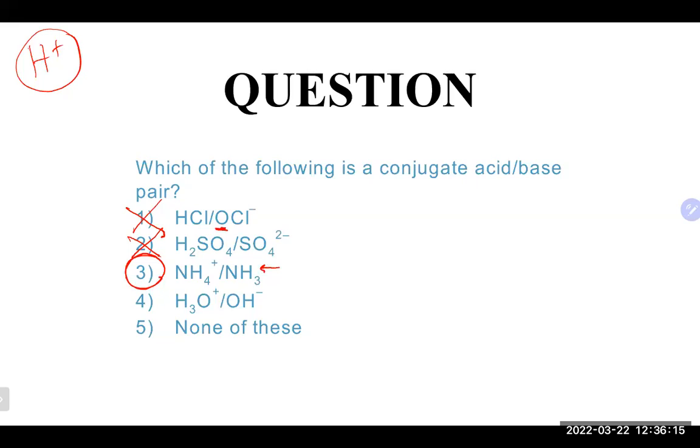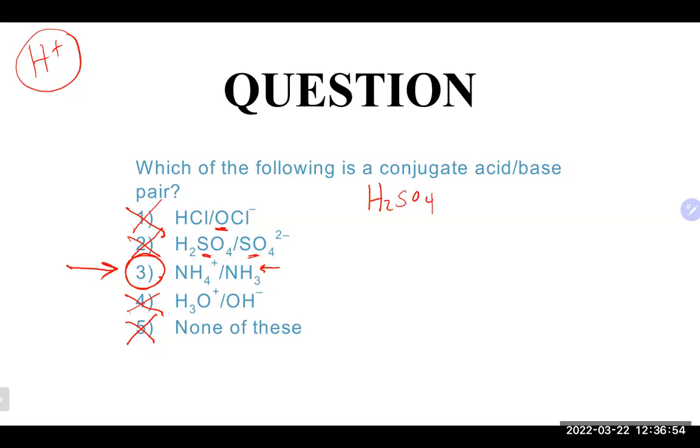H3O+ and OH-, again, are too far away from each other. They are a couple of H+ away, and clearly it cannot be that one. So it looks like the only pair here is our NH4+ and NH3. Any questions on that one? Now, something you might be wondering is why these are not pairs, other than the fact that there is more than 1 H+ difference. The reason is that this is what's referred to as a diprotic acid, something like sulfuric acid. Diprotic acid means it's got 2 hydrogens to give, basically.